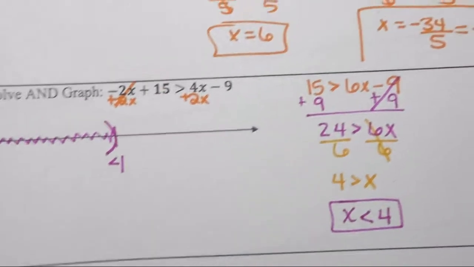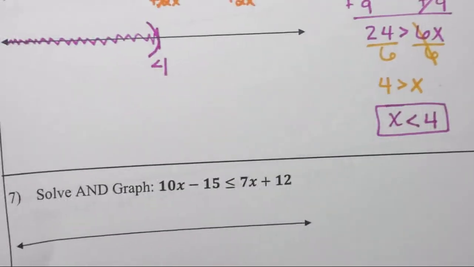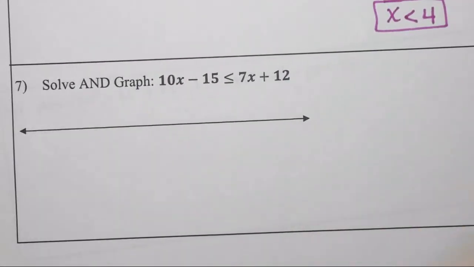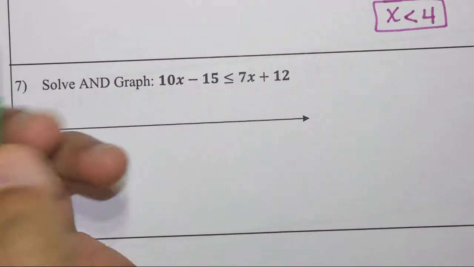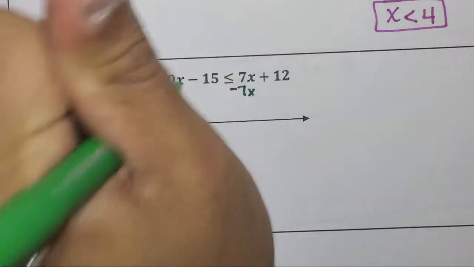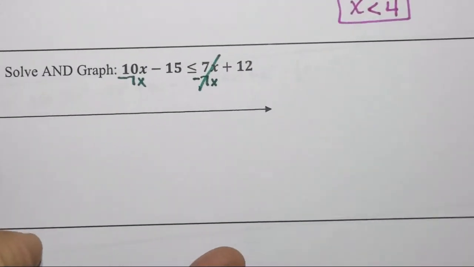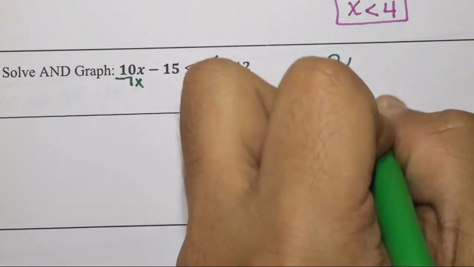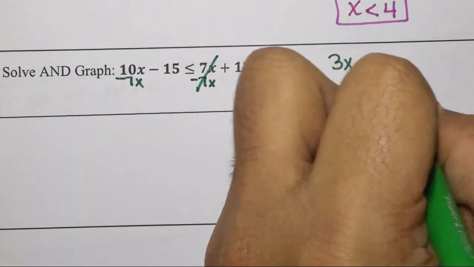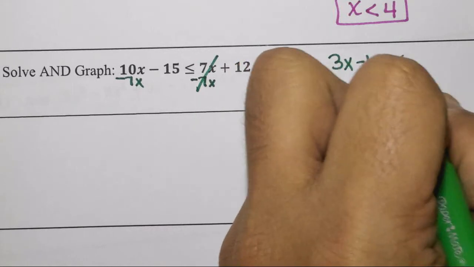Number 7. I'm going to move the smallest x, which is 7. It's positive, so I'm going to say minus 7x. That's going to cancel this one here. So I officially have 3x minus 15 is less than or equal to 12.